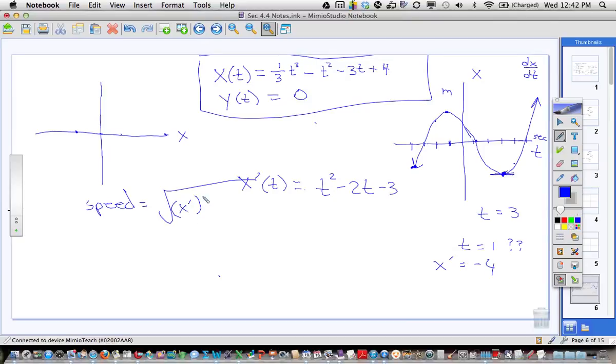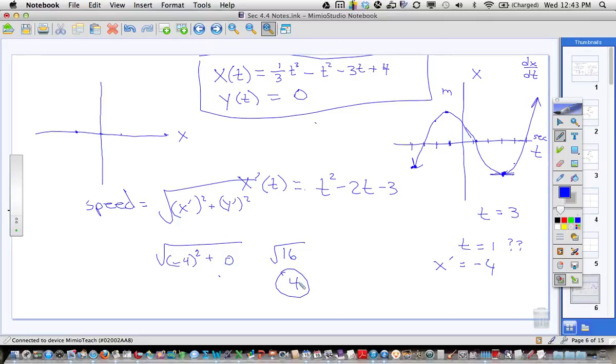X prime squared, y prime squared. So let's do it for this problem. So what was x prime? We just did it. X prime was -4, and then that was squared. Plus, what's y prime for this particle? That's its vertical velocity. It's not even moving vertical. So it has no vertical velocity, so that's 0. So this would be square root of 16, which would be 4.